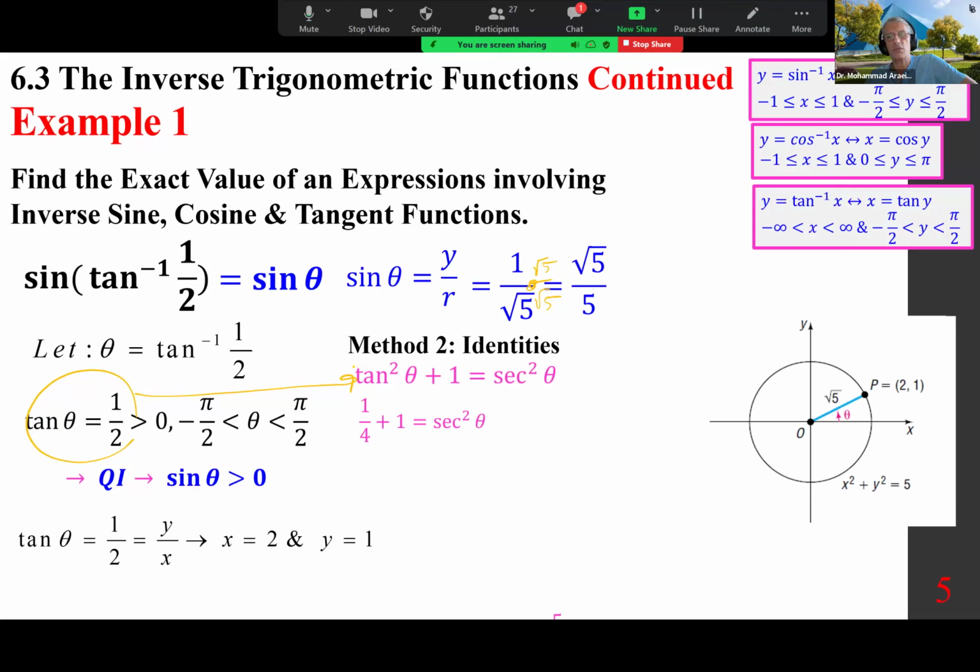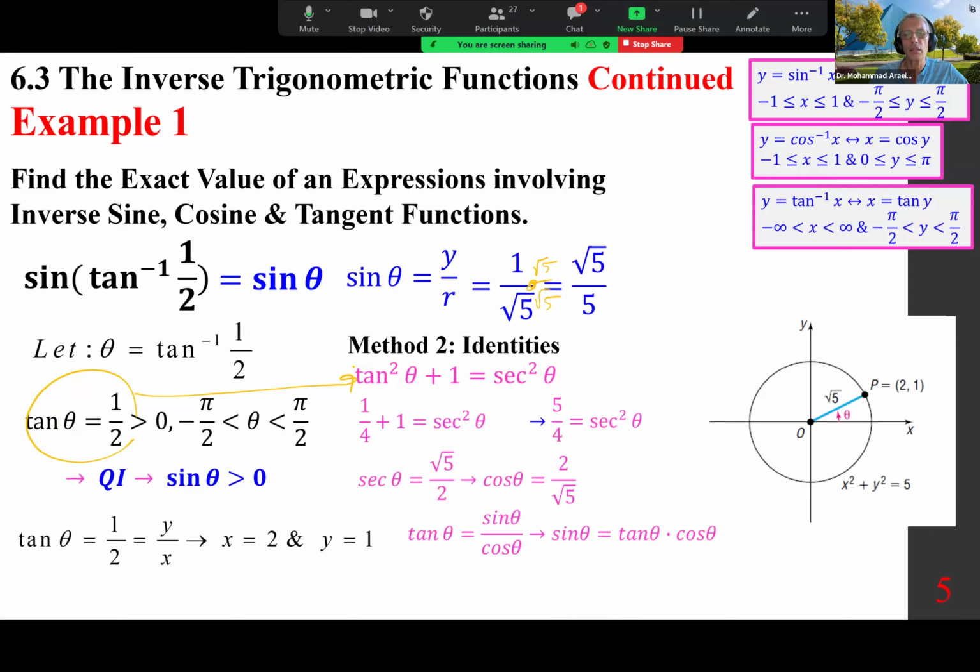So secant squared is 5/4. That means secant is square root of 5 over 2, and the cosine is the reciprocal of that. Now, we can go with sine squared plus cosine squared equals 1, or we remember tangent is sine over cosine, and I hope you see if tangent is sine over cosine, then sine is the product of these two, because you can go with the cross product.